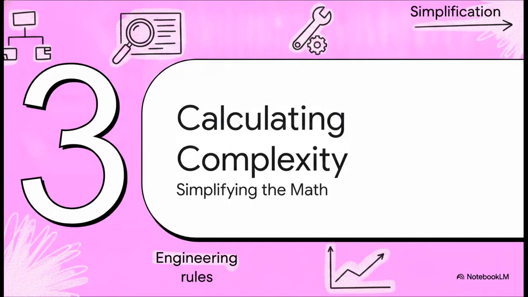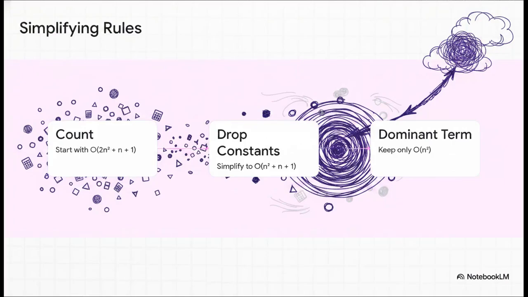So let's look at section 3, rules for calculating complexity. We need to simplify the math here. We're going to skip the dense algebra and look at the strict, practical simplification rules that software engineers actually use every single day. Okay, the crucial thing here is how we simplify our equations. Let's walk through this step by step. Step 1. Imagine you count up the exact operations in a piece of code, and you get O(n squared plus n plus 1). Step 2.